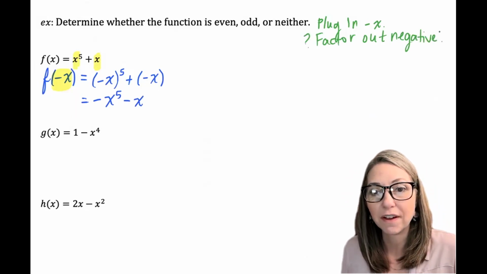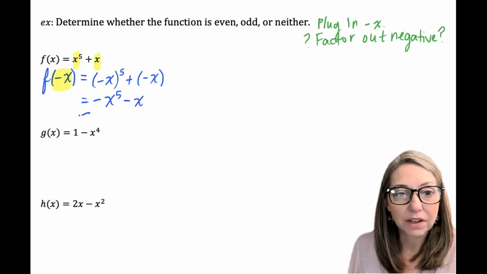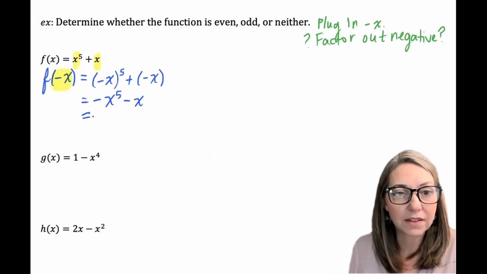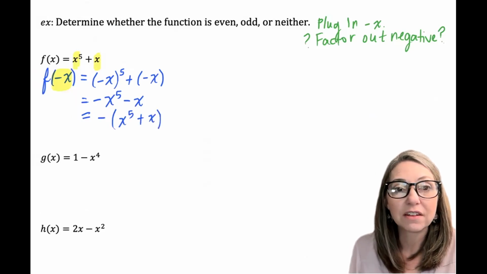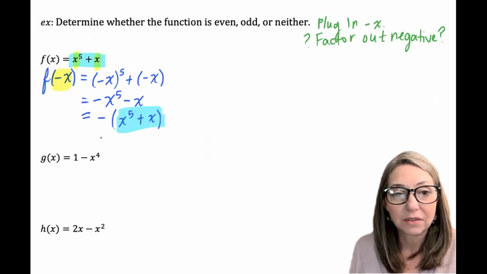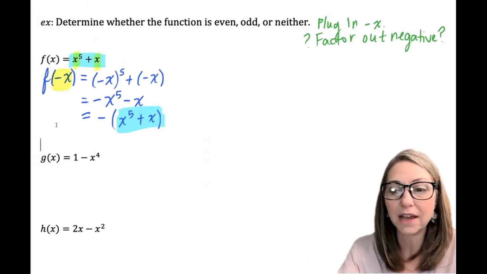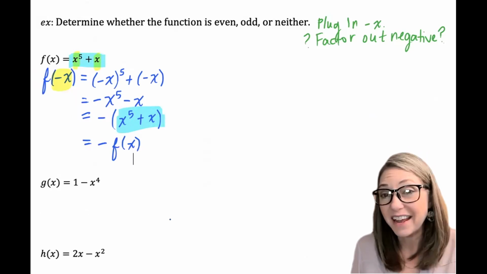That's a question. Can you factor out a negative? Okay, well, let's see. If I take a negative out, that would give me the negative of x to the fifth plus x. Well, x to the fifth plus x is exactly the original function, right? So in this case, we end up getting the negative of f of x, right? It's the negative of the original function.